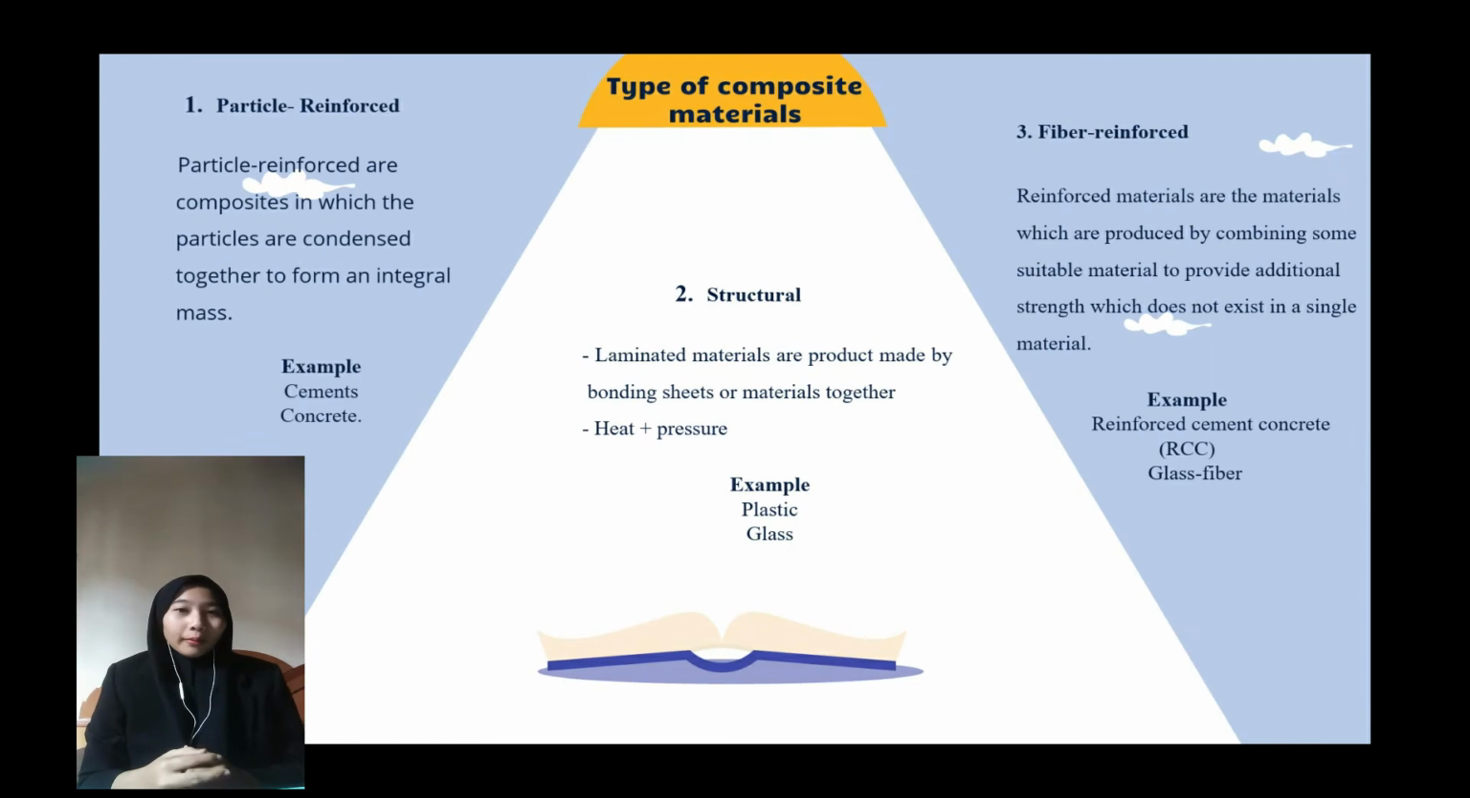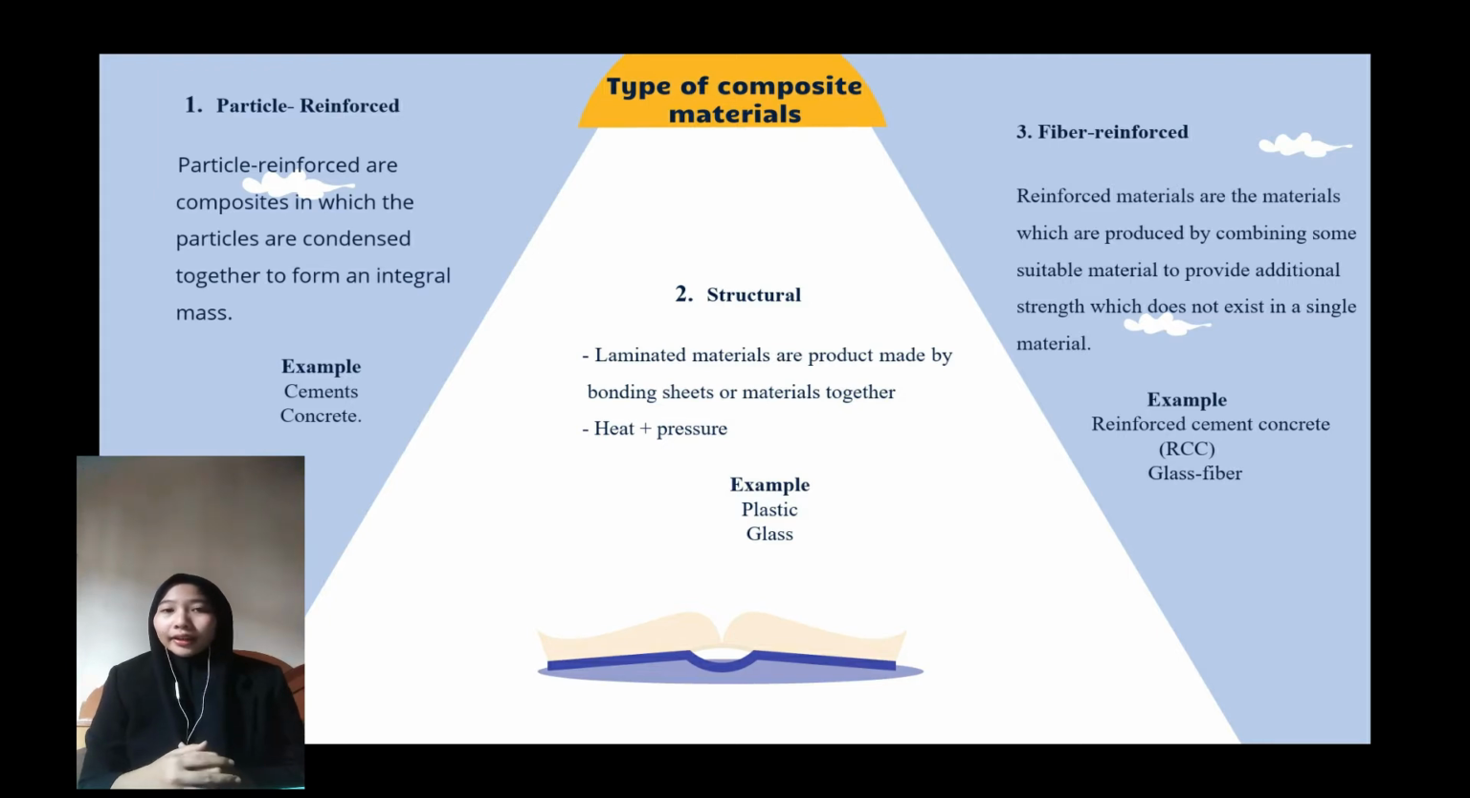And now we are moving to types of the composite. There are 3 types of composite material. The first one is the particle reinforced. The particle reinforced are composite in which the particles are condensed together to form the integral mass. For example, cement and concrete.